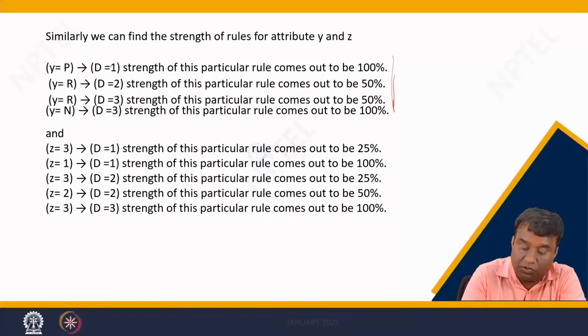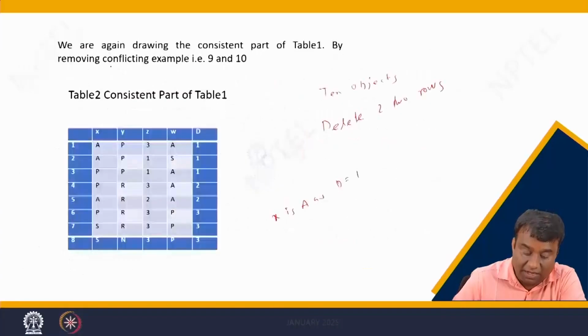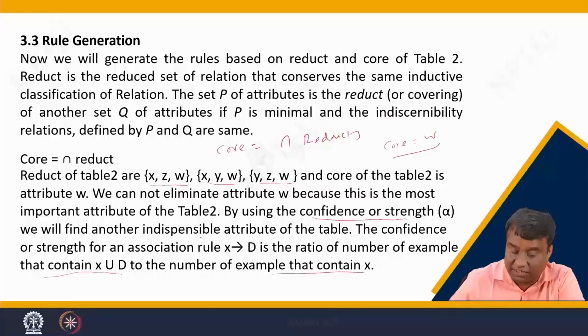So for Y, Y equal to P, D equal to 1. For Y equal to P, 2 times D equal to 1, so it is 100%. Suppose Y equal to P, 3 are there, D is 1, so it is 100%. Now Y equal to R. So Y equal to R occurs 4 times, so D is 1 50%, D is 3 50%, and that is the 100%. So that is for Y.